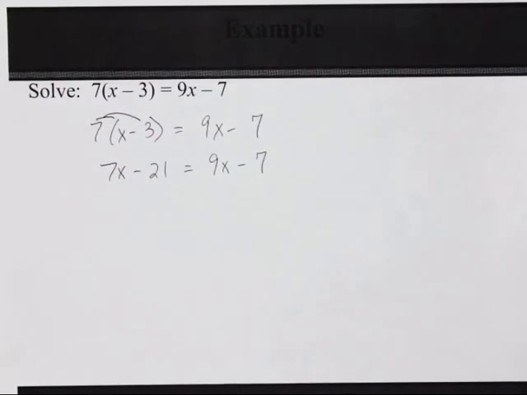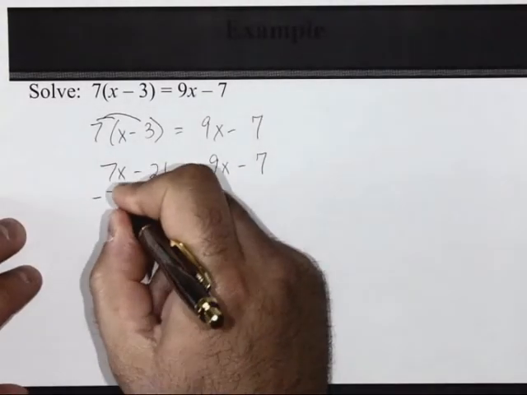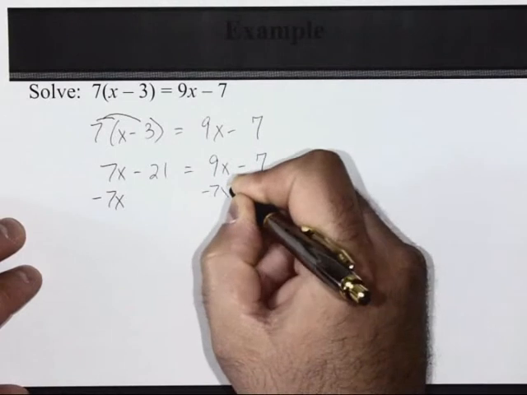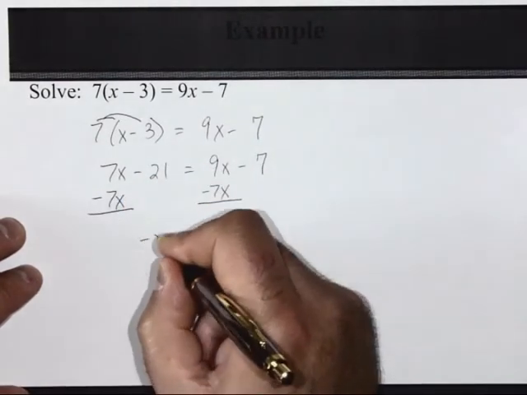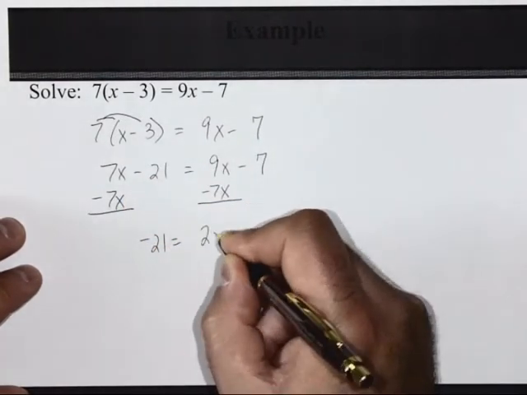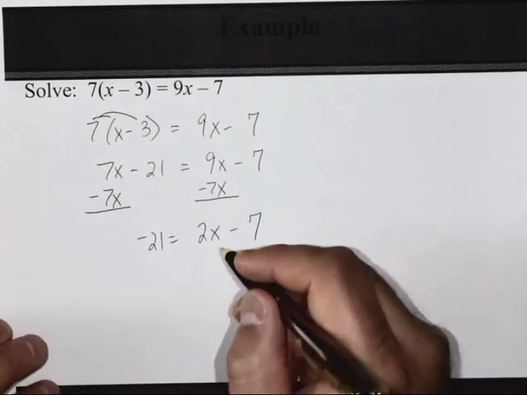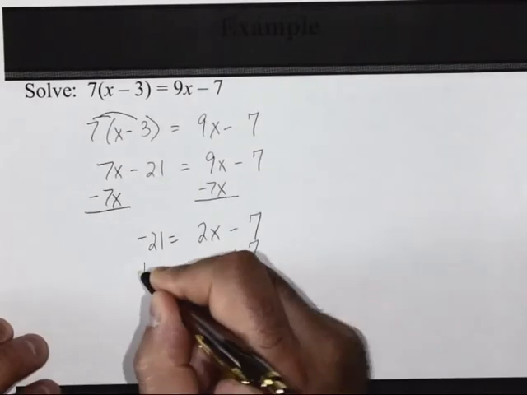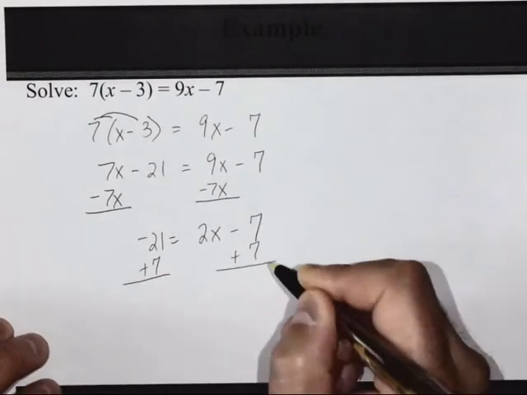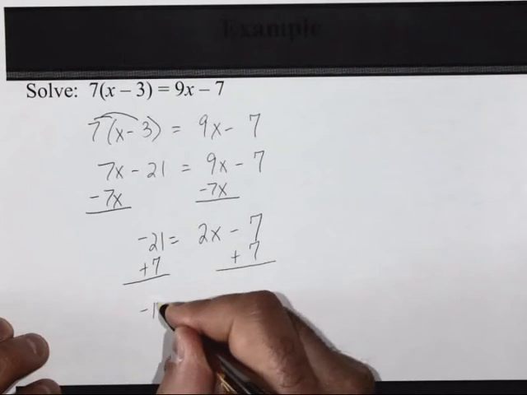So now we can start to solve. We want to use the adding, subtracting inverses. So let's get our x's together. So I'm going to minus 7x from both sides. Then the next step would be to add 7. That further isolates our variable. So that's going to give me negative 14.